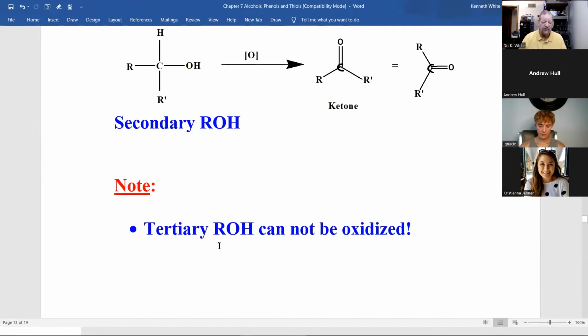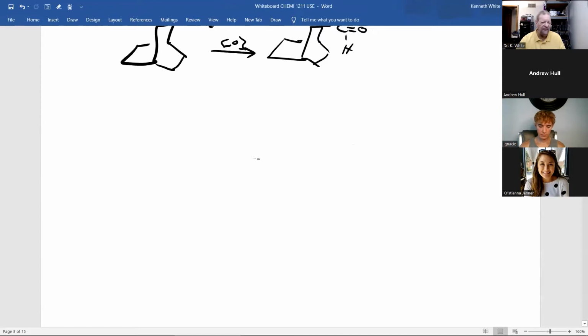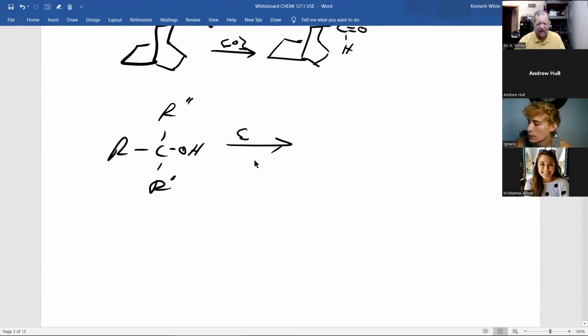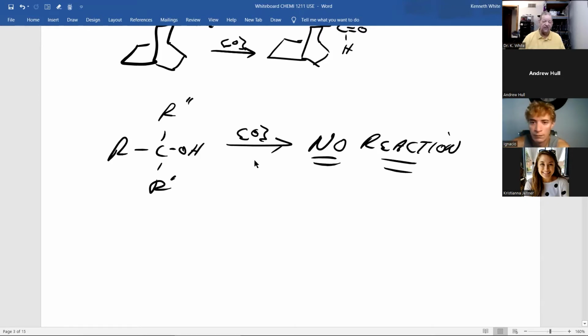Now, note, tertiary alcohols cannot be oxidized. What does that mean? Well, if you have a tertiary alcohol, that means 3 R groups on the carbon with the alcohol, and you try and oxidize it, the answer is no reaction. It just doesn't. Why? Because if this became a double bond to oxygen right here, there'd be 5 bonds to that carbon. That's not going to happen.